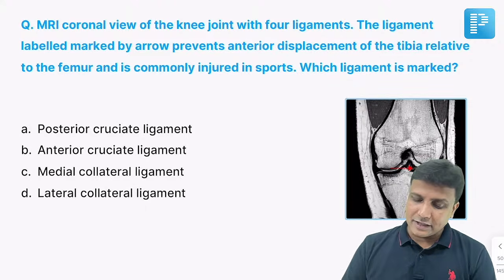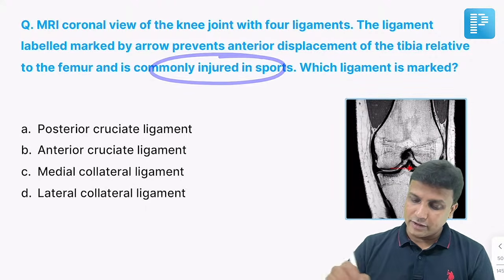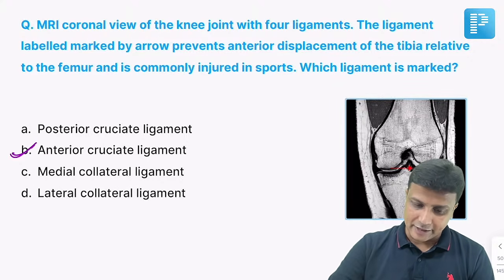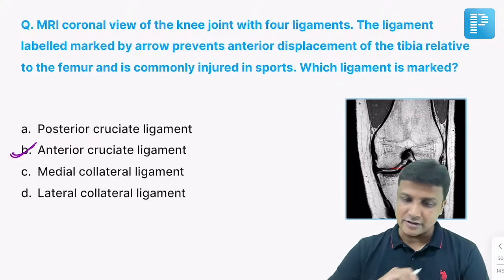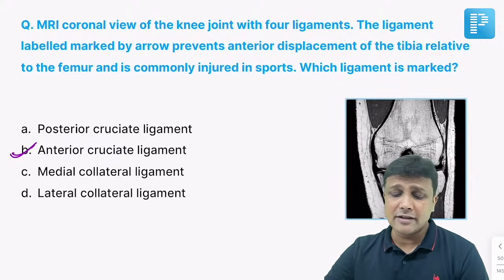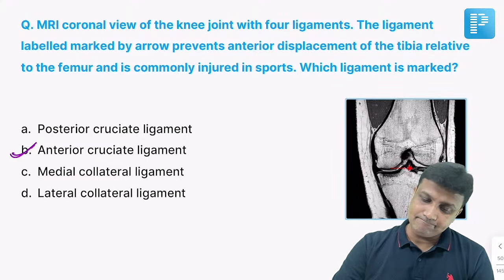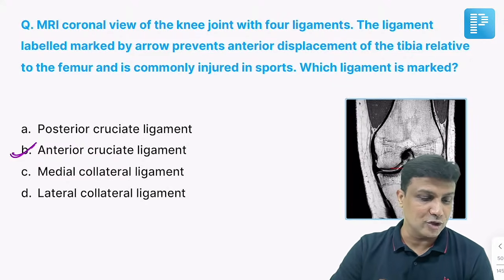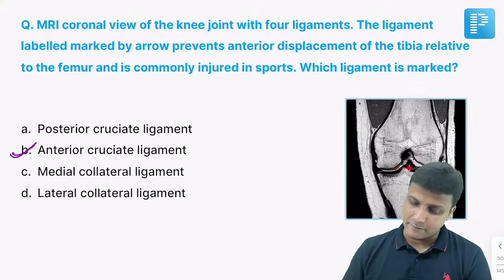Now it is also saying that it is most commonly injured in sports. So the ligament which is actually marked here will definitely be the anterior cruciate ligament. Anterior cruciate ligament is the right answer here. And remember, it is going to stabilize the knee joint, in the anterior posterior direction. So ACL is the right answer here.